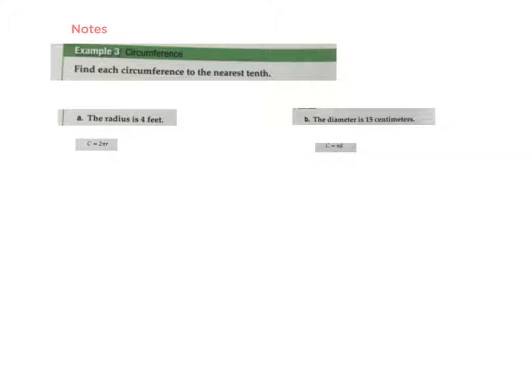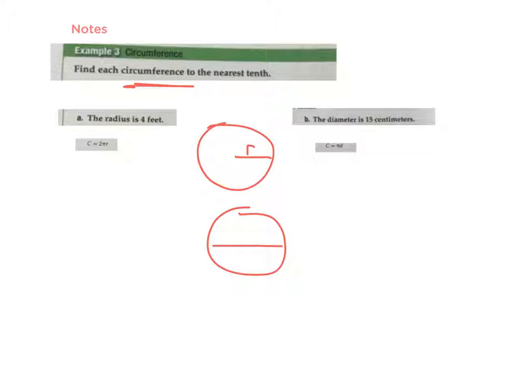We're now going to do circumference, which is the same thing as perimeter, but it's for a circle. And on a circle, we have 2 parts. There's what's called a radius, which is halfway across. And then we have what's called the diameter, which goes all the way across through the middle. That's called D. So in this case, they give us the radius in the first example.